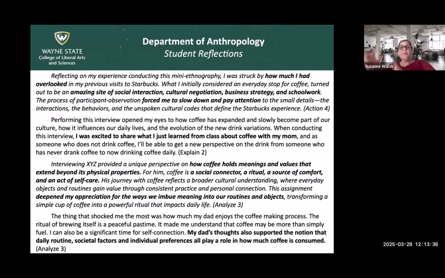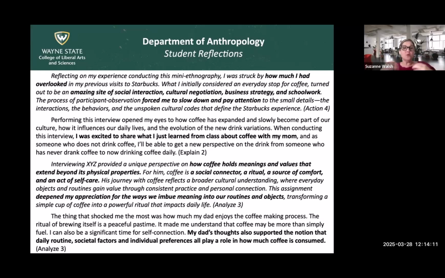At least this person is on a pathway to maybe building some more understanding, and maybe taking action at a later date. But quite often, I find most students do get to at least a level 3 of analysis. And there's a few students who get to a level 4 in really understanding the ways in which they can take action. For instance, this person saying that the Starbucks where I send students out to do their mini ethnography was an amazing site of social interaction, cultural negotiations, business strategy, and schoolwork.